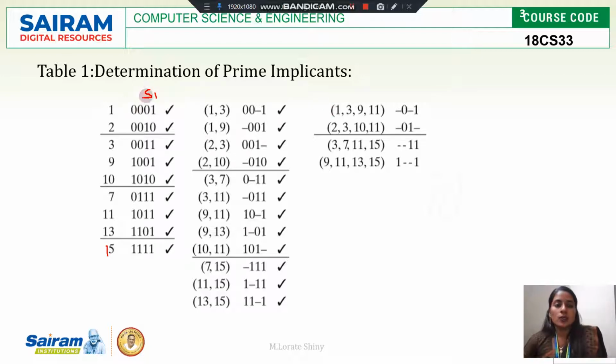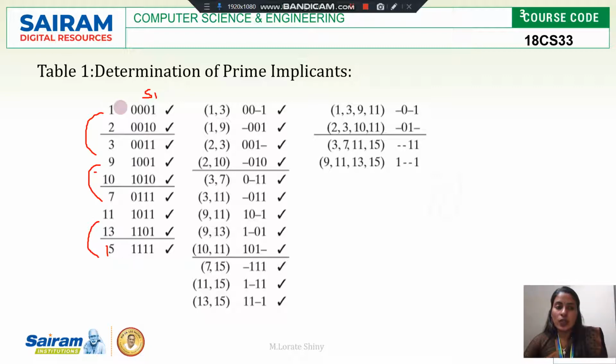Stage 2. How to make stage 2? In stage 1 you have to divide into groups. First group should have only one 1, second group 2 ones, third group 3 ones, fourth group 4 ones. Now you have to compare stage 1 with stage 2, stage 2 with stage 3. So all the terms of stage 1 should be compared with all the terms of stage 2. Same way, all the terms of stage 2 should be compared with all the terms of stage 3. Same way, you have to follow for these two also.